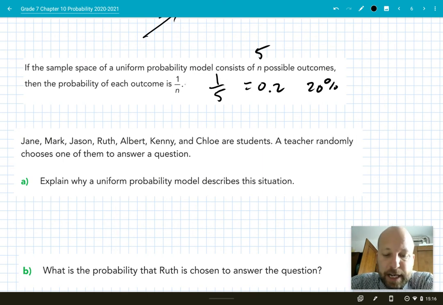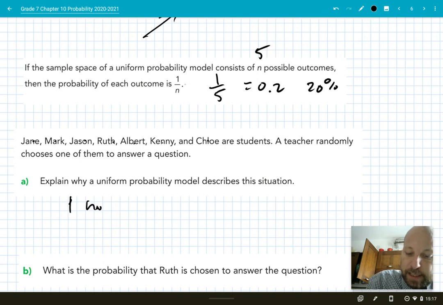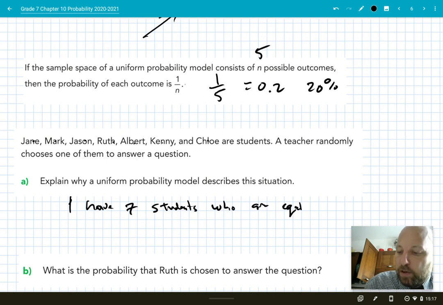Jane, Mark, Jason, Ruth, Albert, Kenny, and Chloe are students. A teacher randomly chooses one of them to answer a question. Explain why a uniform probability model describes this situation. Well, because I have 1, 2, 3, 4, 5, 6, 7 students who are equally likely to be chosen. So that means it's uniform.